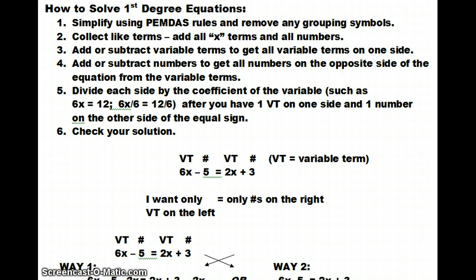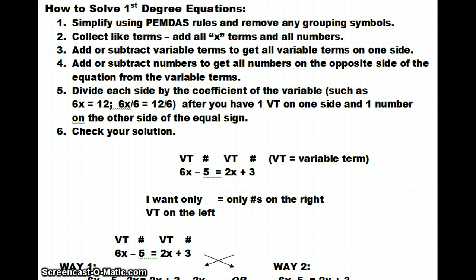On step 3, we're going to add or subtract variable terms to get all the variables on one side. On step 4, we add or subtract numbers to get all numbers on the opposite side of the equation from the variable terms. 3 and 4 are actually interchangeable. You can do those in either order. Step 5, though, has to come after steps 1, 2, 3, and 4 are done.